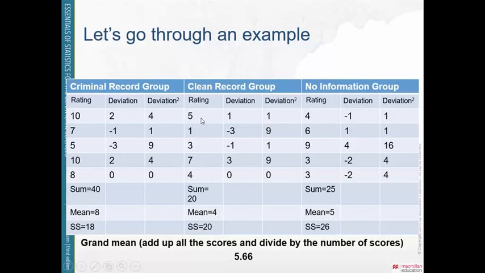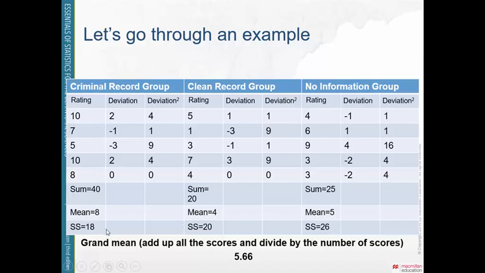In this case we've got a guilt rating of 5 minus the mean of 4 for this group, which is a 1, and then you square it. A 1 minus the mean of 4 is a negative 3, which you square for 9. Then sum all these up to get these sums of squares. And then same here. This was the mean of 5. Take the score minus the mean, which is negative 1, square it. The score 6 minus the mean of 5, which is 1, and then square it. Sum those up to get your sums of squares.